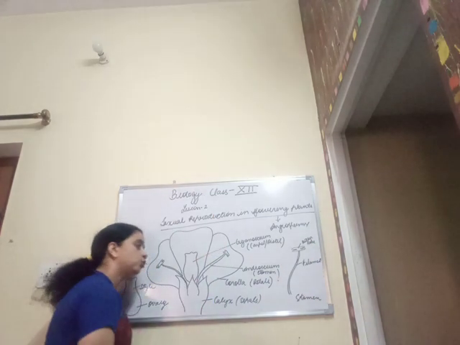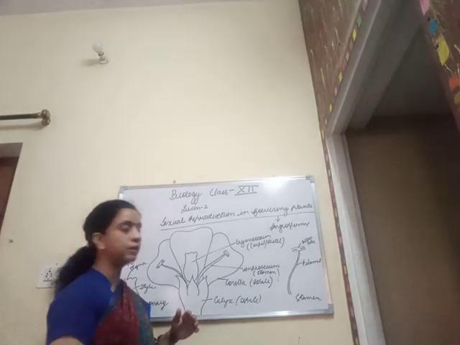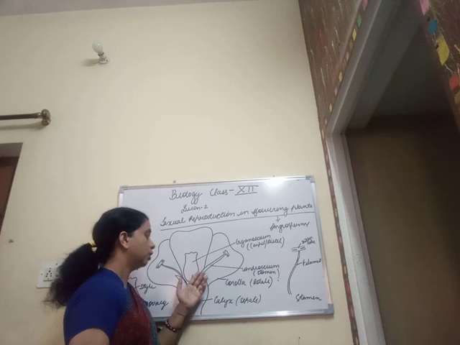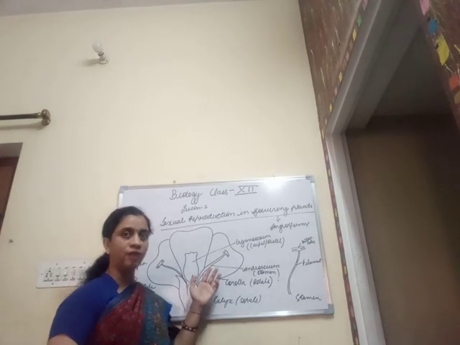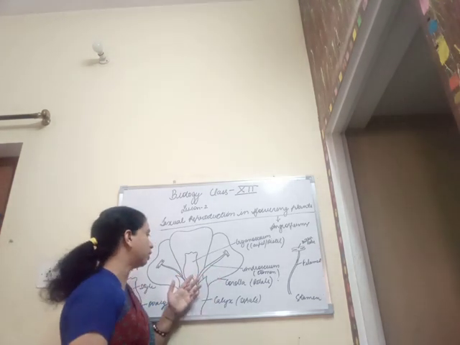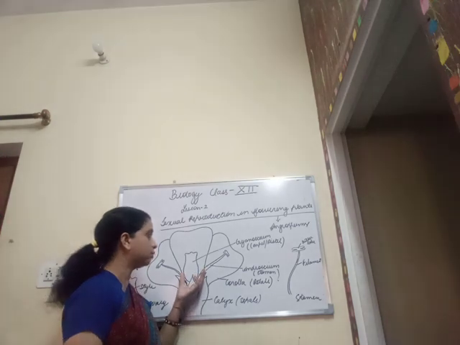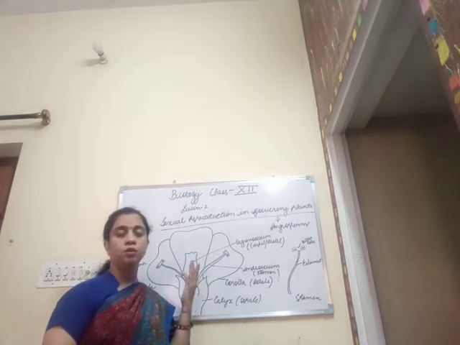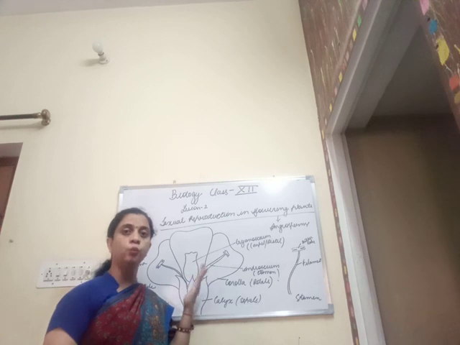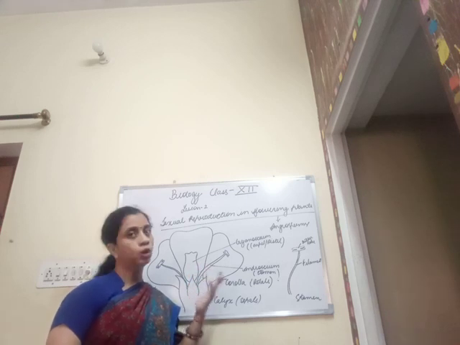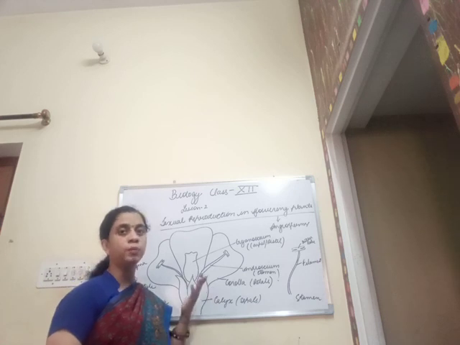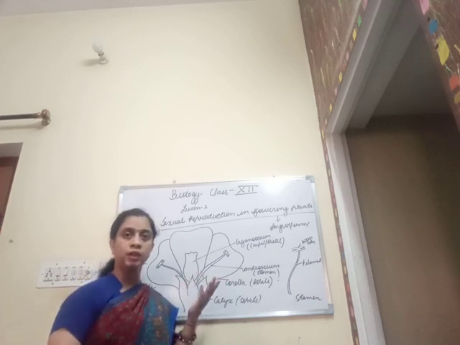Now coming to the fourth whorl, that is the gynoecium, which is the very innermost whorl of the flower. When we are talking about the number, it may range from 1 to 2 or 3, not more than that. They may be fused or they may be separated from one another.